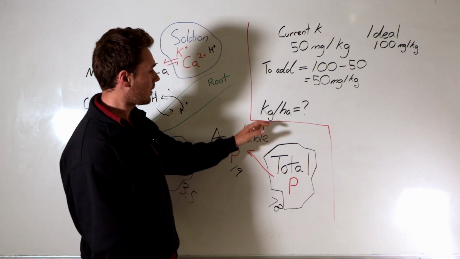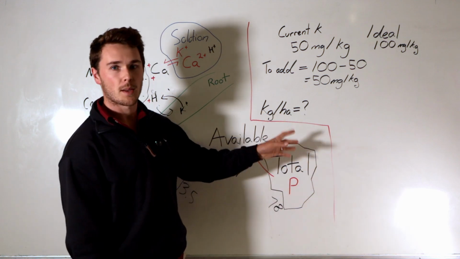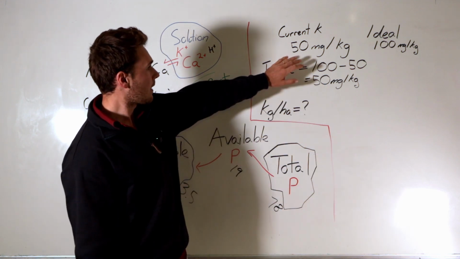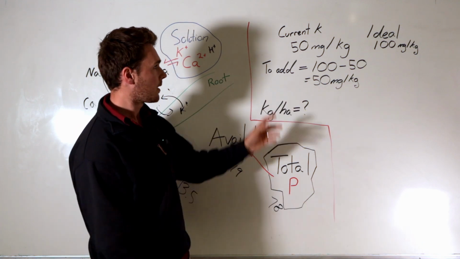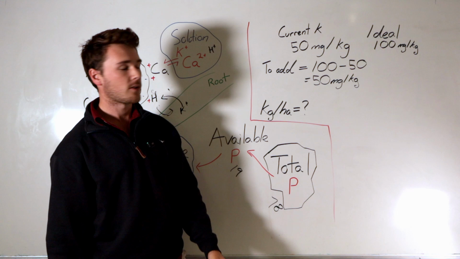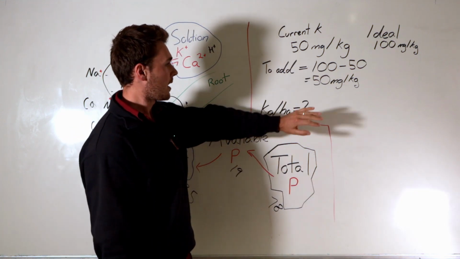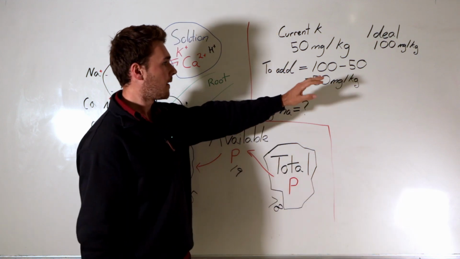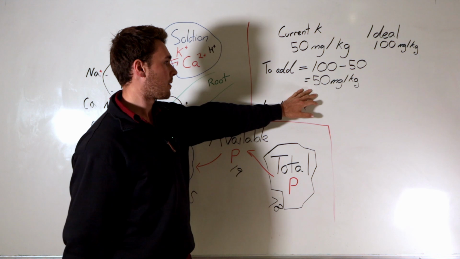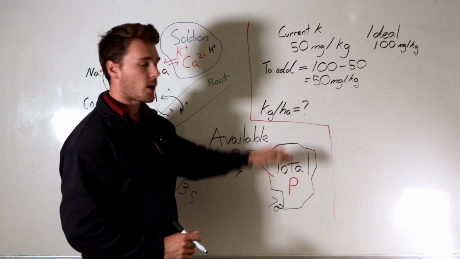So ideally we want to figure out how many kilos of this nutrient we are going to apply per hectare. So we currently have 50 milligrams per kilogram. We want 100 milligrams per kilogram. So we work out the difference, which is ideal minus our current, and we need to apply enough so that the concentration is now 50 milligrams per kilogram. I'm just going to say parts per million from now on. But remember, we want it in kilograms per hectare.